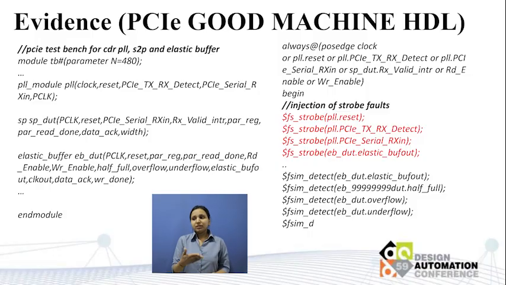Also you can define the FCM detect, and what signals can be defined over here. So here we have defined elastic buffer, half adder, overflow, underflow, which come into an elastic buffer DUT instance.